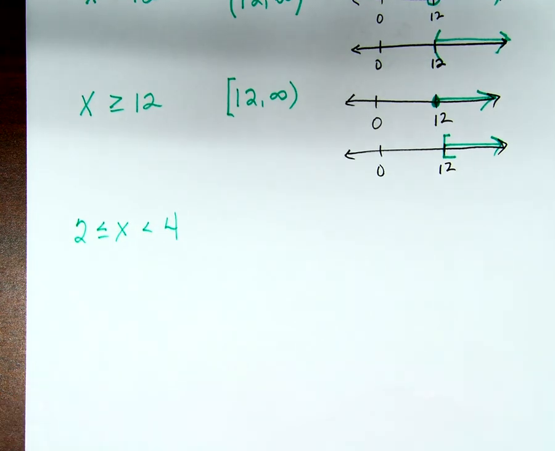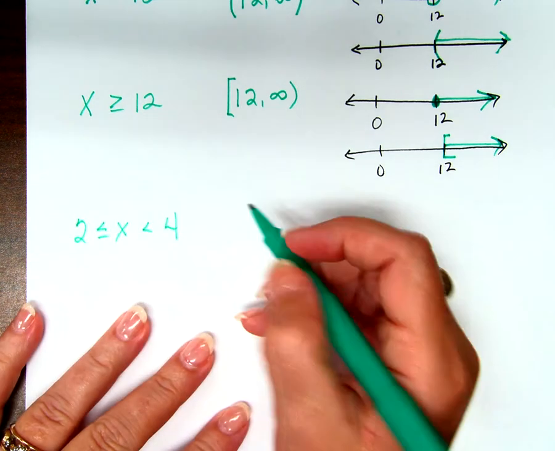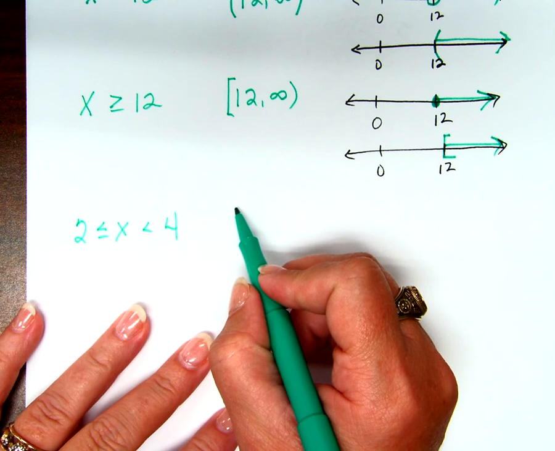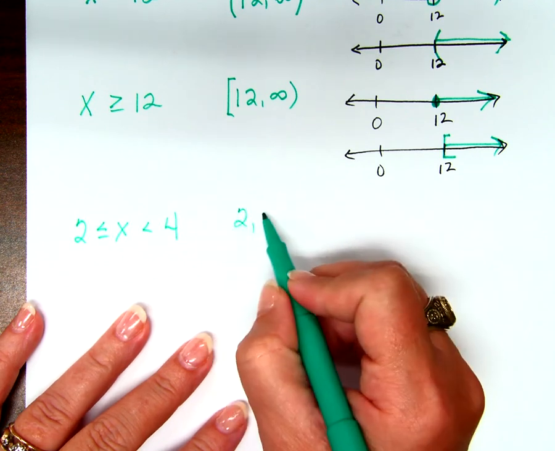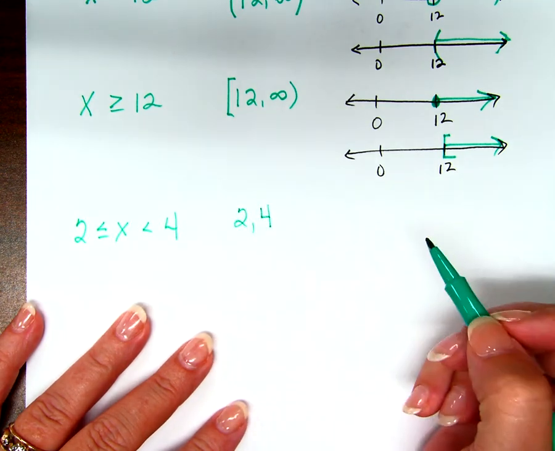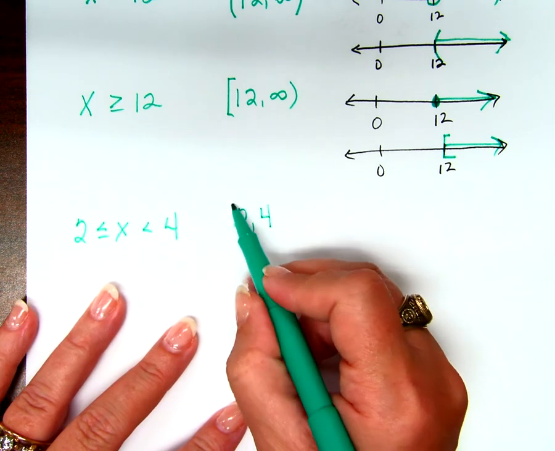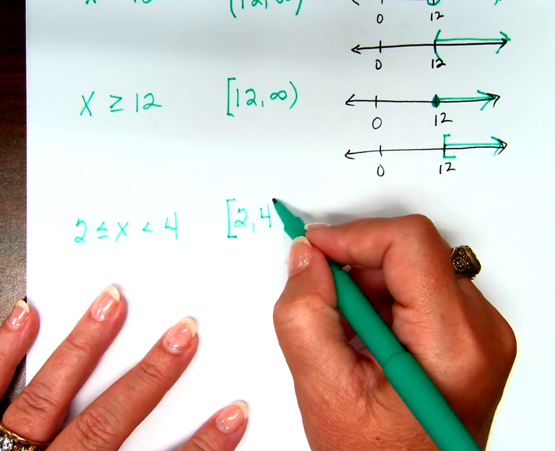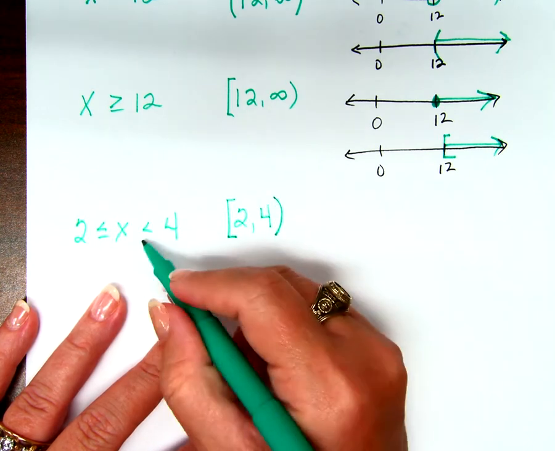Two is less than or equal to x is less than 4. What does this look like in interval notation? Where does it start? 2. And where does it go to? 4. What goes around the 2? Bracket, how do you know? Or equal to, right? And what goes around the 4? Parenthesis, because it's not or equal to.